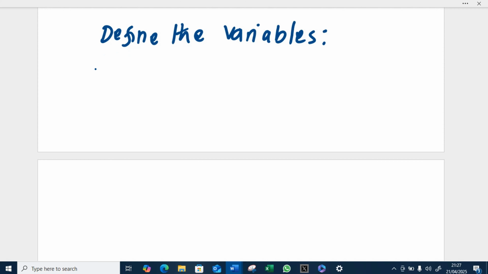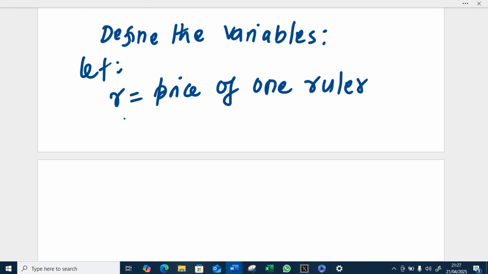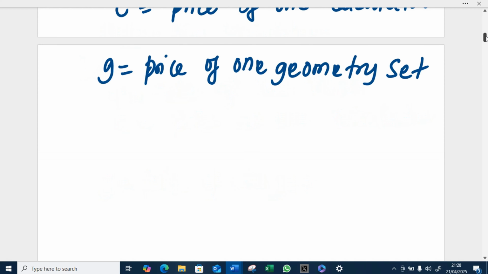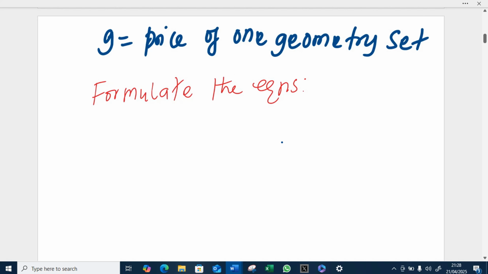First of all, let's define the variables. We are going to say R is the price of 1 ruler, C is the price of 1 calculator and G is the price of 1 geometry set. So from there, we now formulate the equations.